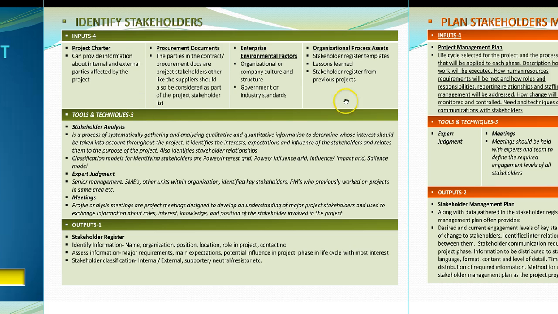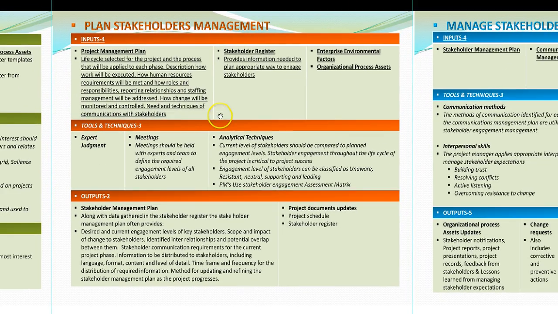After the identification of the stakeholders is done, we need to plan stakeholder management. Now again, this is the same thing as planning cost management, planning human resource management, planning time management. So this is planning stakeholder management. Basically, how are we going to manage the stakeholders? And it has 4 inputs, 3 tools and techniques, and 2 outputs. Again, when we get to this in more detail in this knowledge area, I'll be talking about everything that you see over here in a lot more detail.